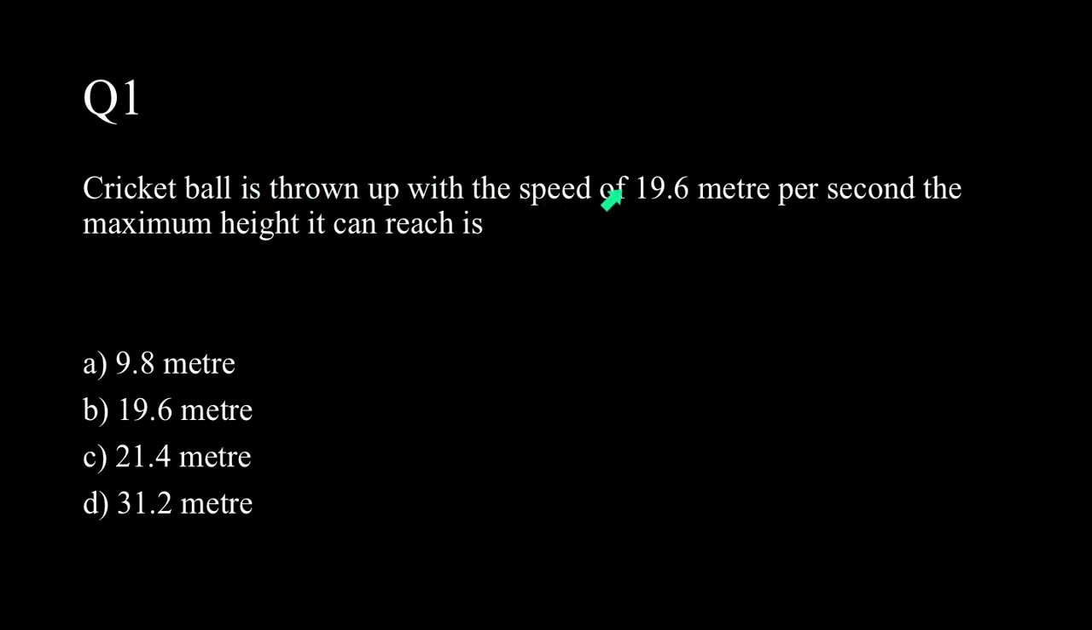A cricket ball is thrown up with a speed of 19.6 meter per second. The maximum height it can reach is? Okay. So first things first, diagram: ground, ball is thrown up to reach a maximum height, and then the ball will trace down its path. It will come down, right? So this is what happens when a ball is thrown up. So the diagram is done.